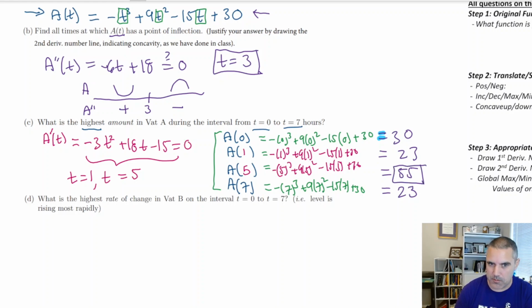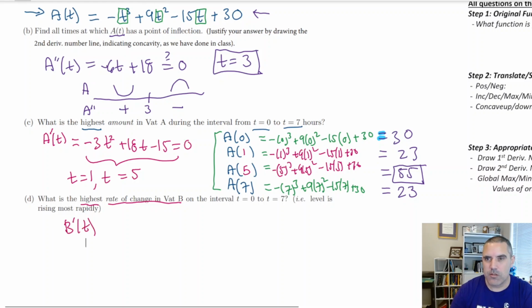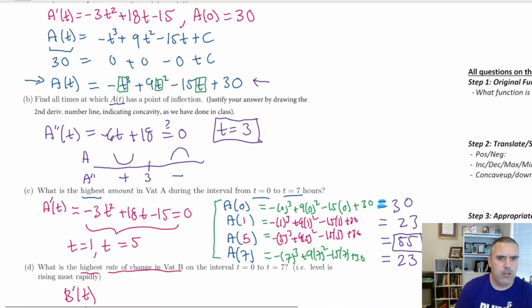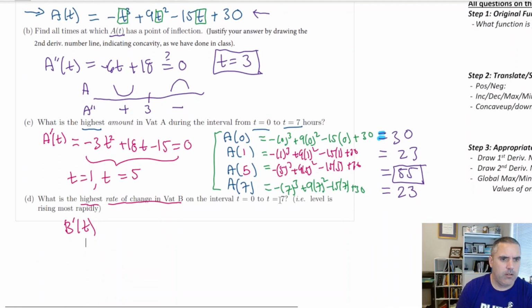Now, I'll show you some visuals of that if you're still having trouble with those ideas. The next question is the same idea. What is the highest? But this time it's about the rate of change of B. That's B prime. So this is more just an understanding question. B prime is negative 2t plus 8.